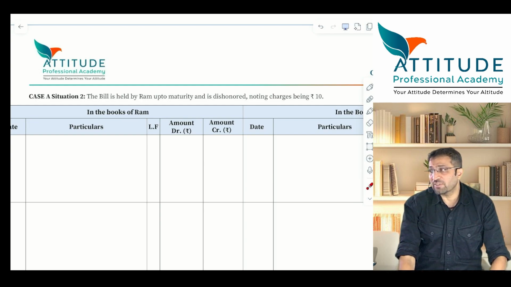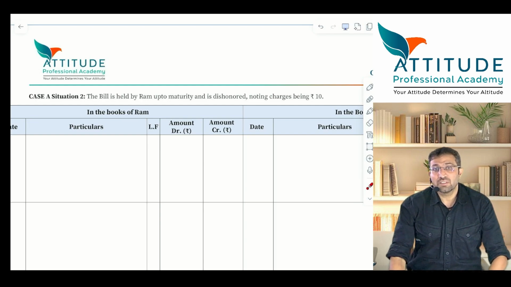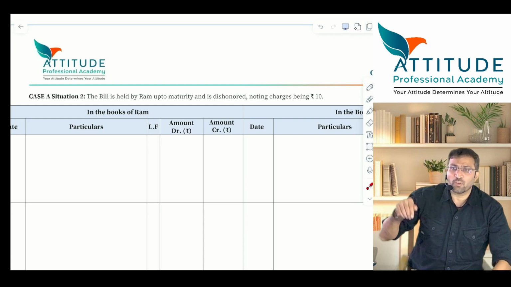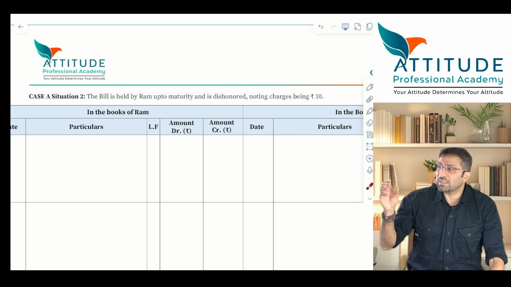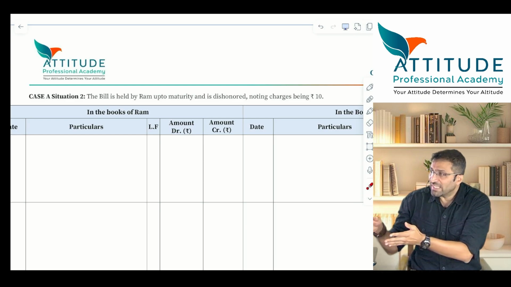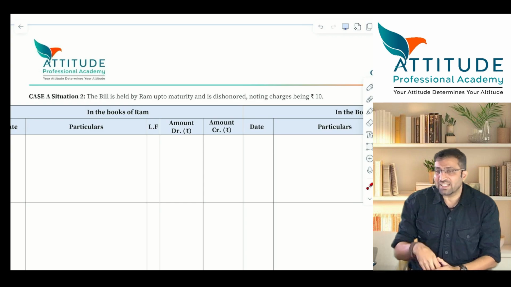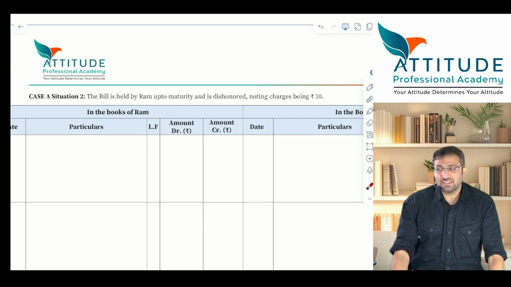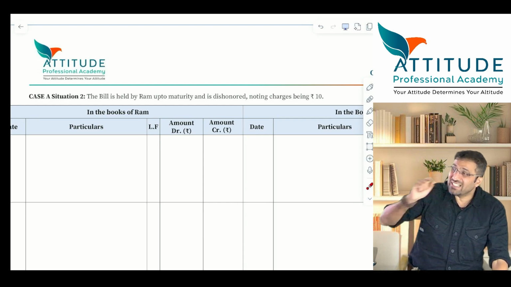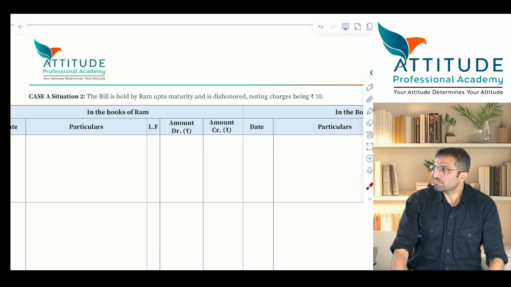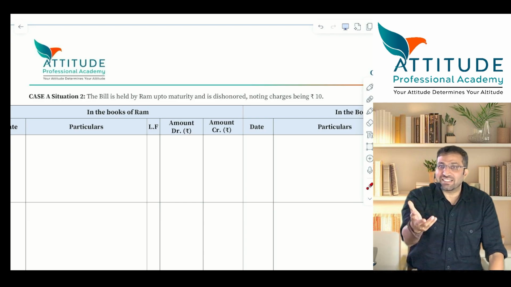Now tell me, Mr. Ram, where will you go? Where will Mr. Ram go? Court of law. Yes or no? So Ram will go to court of law. In court of law, there is something known as notary public. He will go there and he will inform the notary public that there is one Mr. Ravan. He is not paying my money. Now tell me, notary public will send a legal notice. Legal notice to whom? Ravan. Now legal notice means Ravan will get scared, right? So he might make the payment.